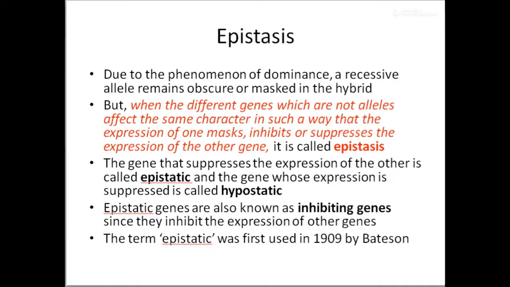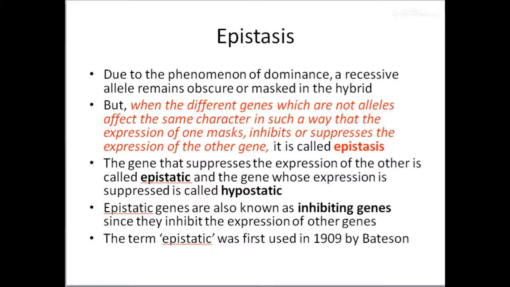But sometimes, when different genes, which are not alleles, affect the same character in such a way that the expression of one masks, inhibits or suppresses the expression of the other gene, we call it epistasis. In the case of allelic interactions, we mainly consider the different forms of a particular gene inhibiting or masking each other. That is the case of dominant or recessive. But sometimes it need not be alleles of the same gene, but one gene is influencing the expression of another gene even when it is non-allelic in nature. Such a situation is referred to as epistasis.